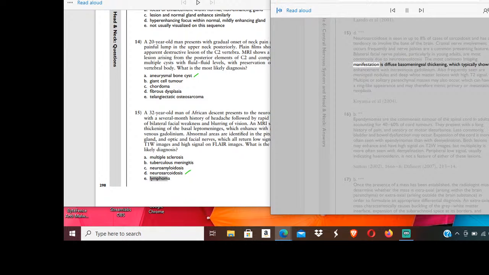The most common imaging manifestation is diffuse basomeningeal thickening, which typically shows enhancement with intravenous gadolinium. Also frequently seen are meningeal nodules and deep white matter lesions with high T2 signal. Multiple or solitary parenchymal masses may also occur, which can have a ring-like appearance, and may therefore mimic primary or metastatic neoplasia. Koyama et al.